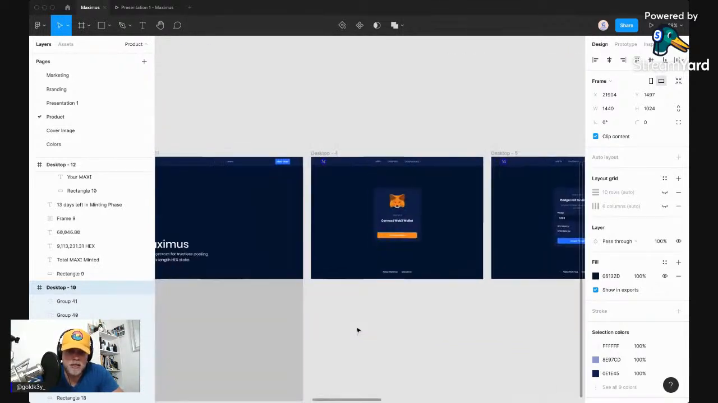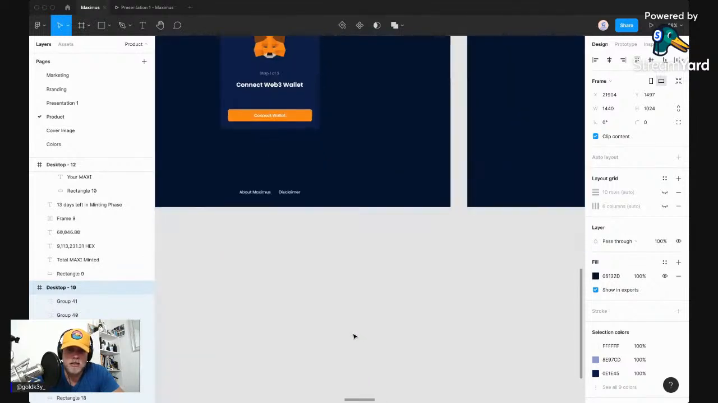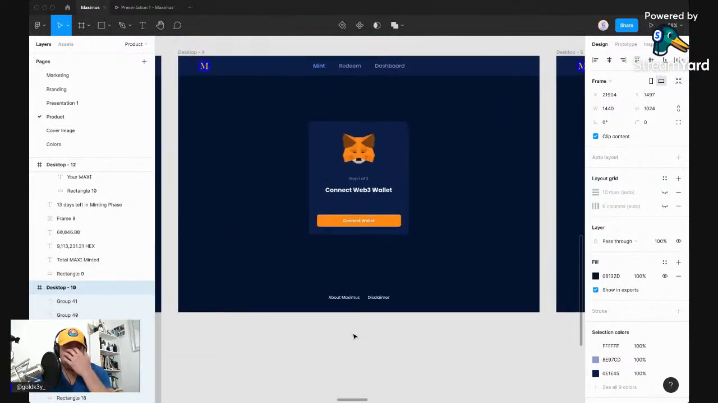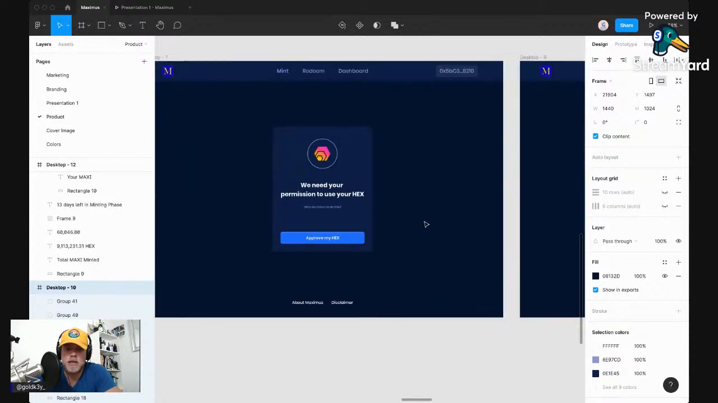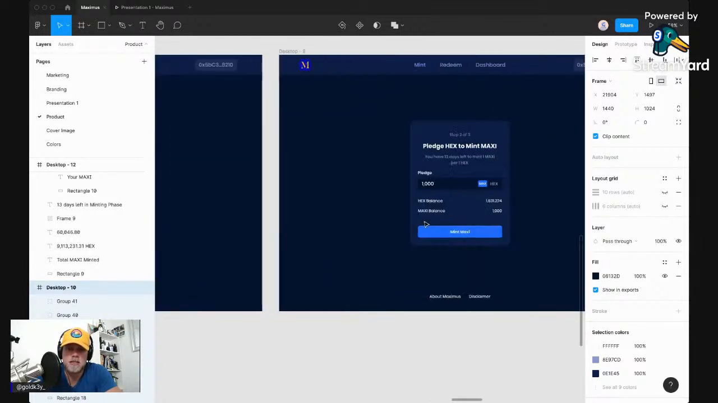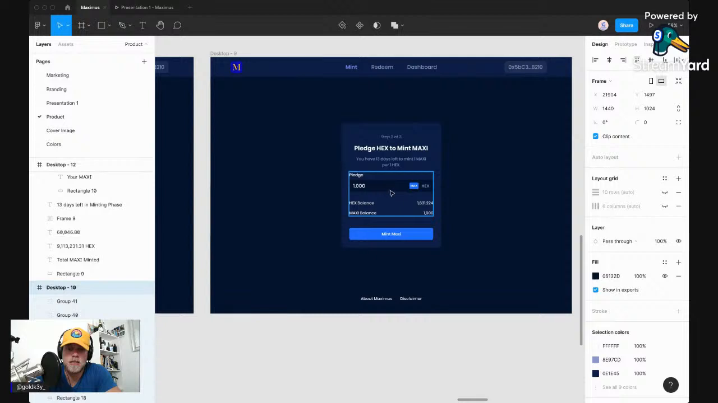And then, yeah, so this was the design for the dApp to be able to mint. You just connect your wallet, you have to review the pledge, give your permission for HEX, confirm, and then you mint your Maxi.